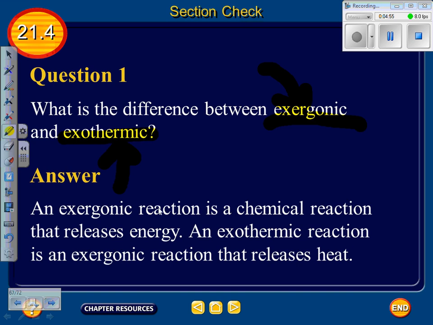Exergonic reaction: a chemical reaction that releases energy. Exothermic reaction: an exergonic reaction that releases heat. Excuse me, one more time with my explanation. Exergonic means that it releases energy, and exothermic means that it releases heat. Heat comes out.